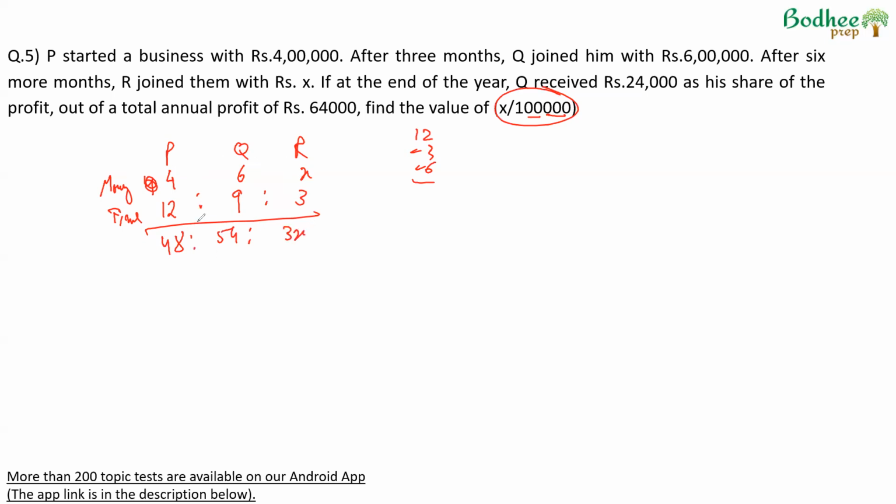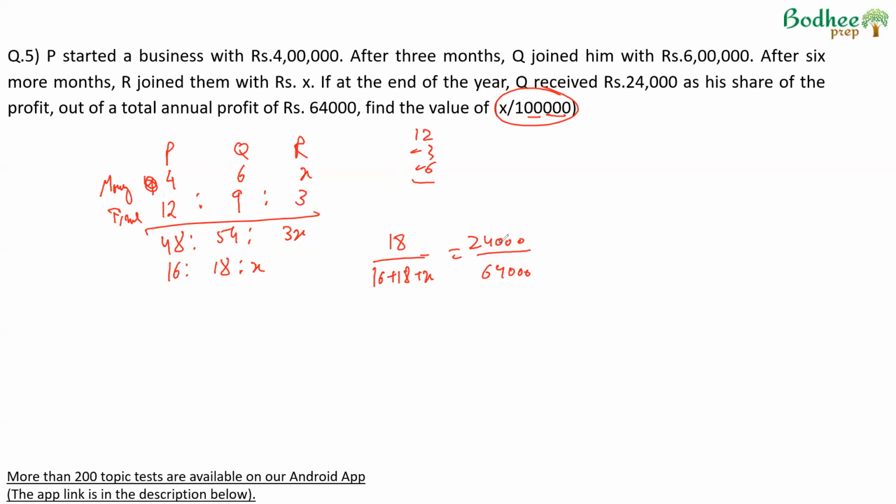Now, it is given to us that Q receives 24,000 out of 64,000. So if we also divide this by 3, the ratio becomes 16 is to 18 is to x. Now 18 upon 16 plus 18 plus x is the share that Q got. Q got 24,000 out of 64,000. From here we can get the value of x.